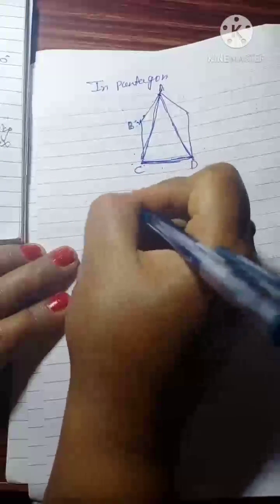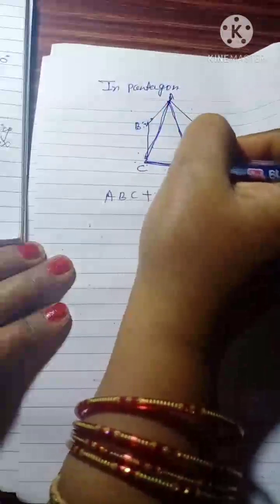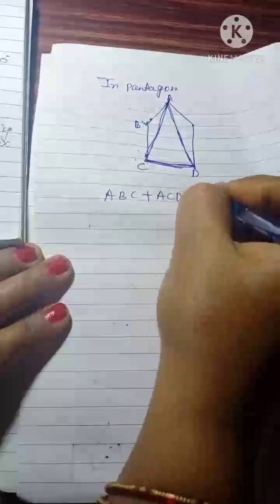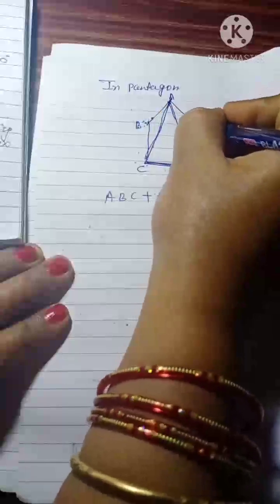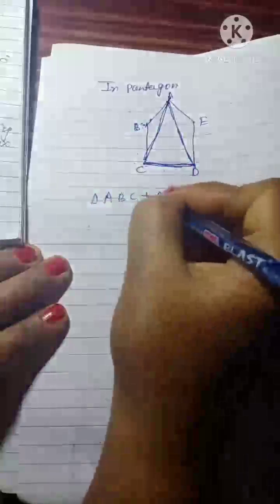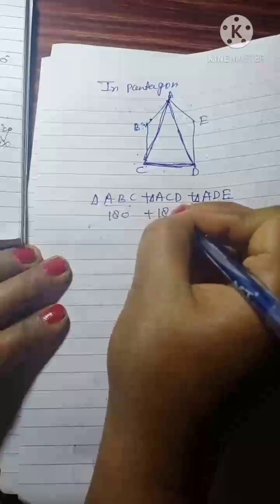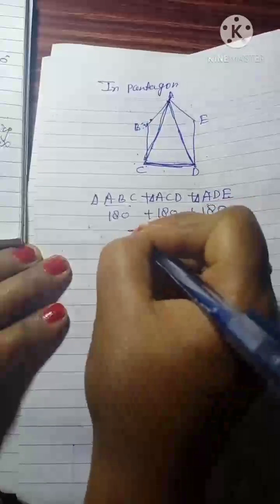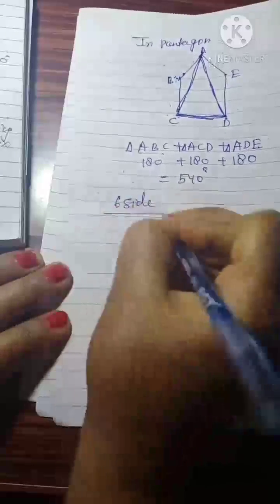One is ABC. In the pentagon, how many triangles am I getting, beta? 3 triangles. ABC plus the sum of the angles of ACD, plus ADE. Okay, these are 3 triangles: triangle ABC, triangle ACD, triangle ADE. What will be the sum of this? The sum of the angles will be 180 plus 180 plus 180. What will it be, beta? 540 degrees. So in this way you can find the sum of angles of a polygon by dividing it into triangles.